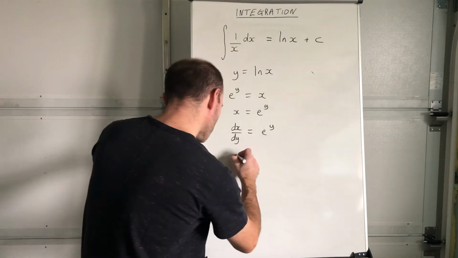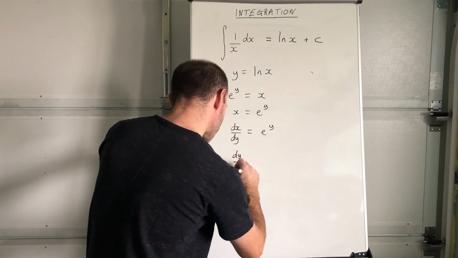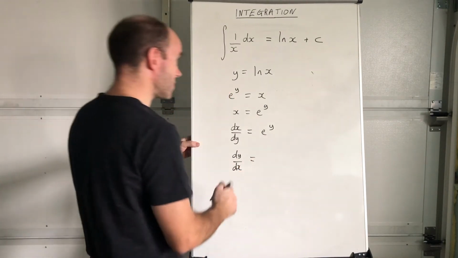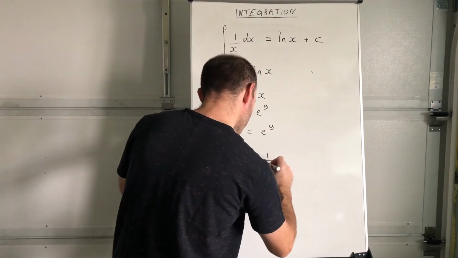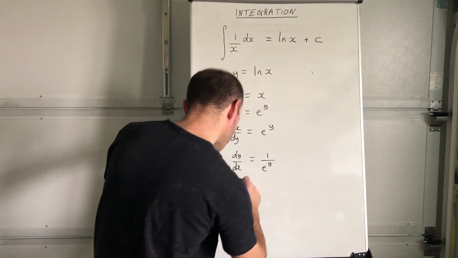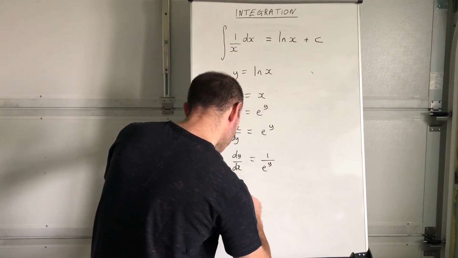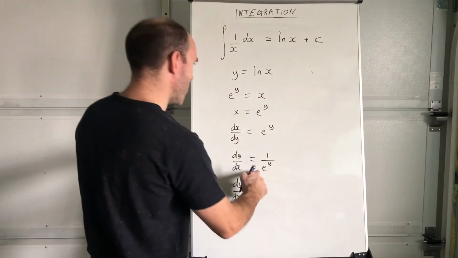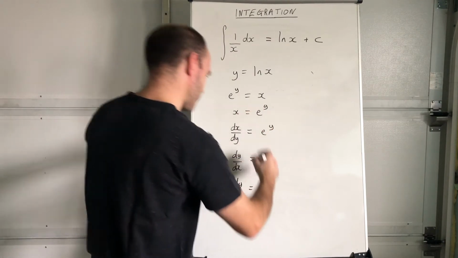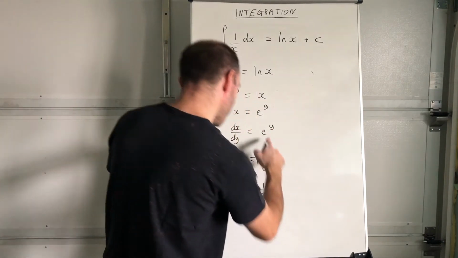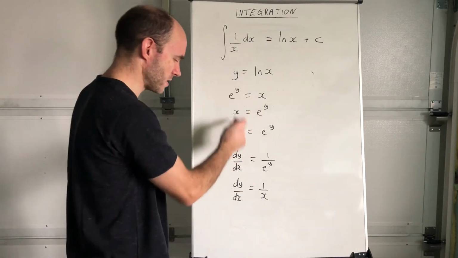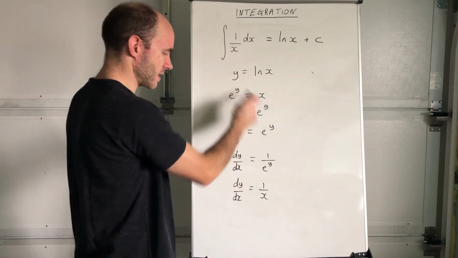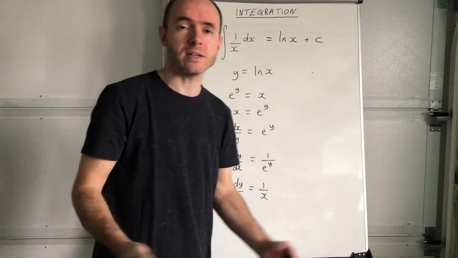And then what you want to do is to find dy/dx, because that is our goal, remember, to find what dy/dx is. Take the reciprocal of both sides, that's 1 over e to the power of y. But I can also rewrite that as dy/dx is equal to 1 over x. Because e to the power of y, we just said, was the same as x. And so that is it, okay? In just a few short steps, we can show that dy/dx is 1 over x, okay?